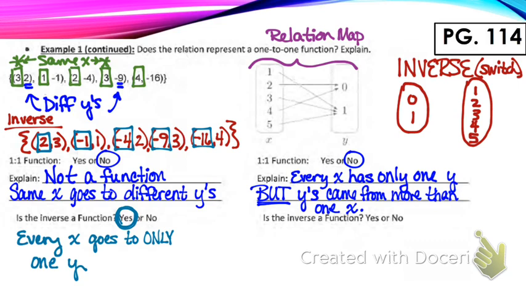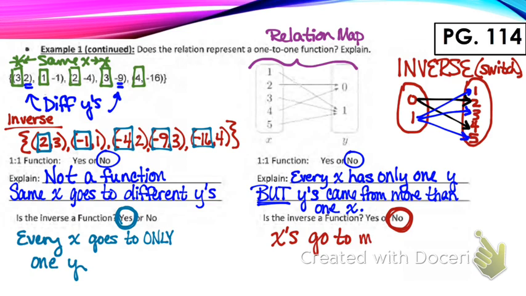We would have this going to 2 and to 4, that's enough right there to break it. But then 1 goes to 1, goes to 3, goes to 5. So the inverse is not a function. The x's go to more than one y.